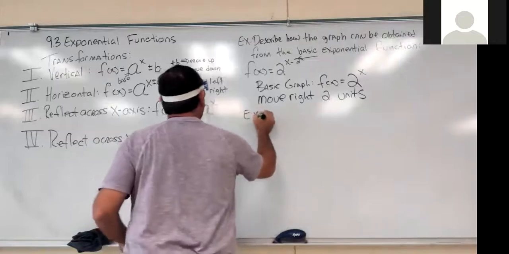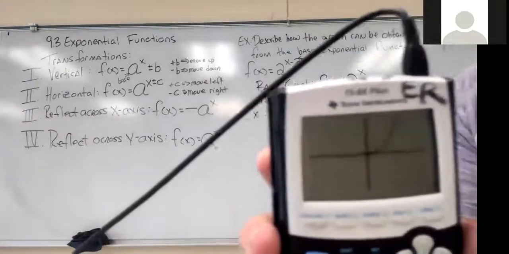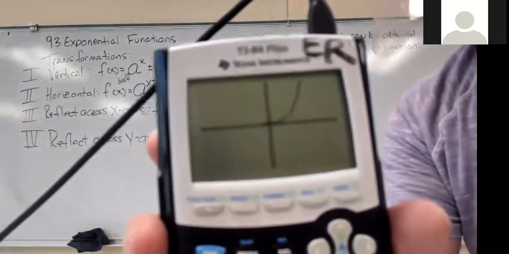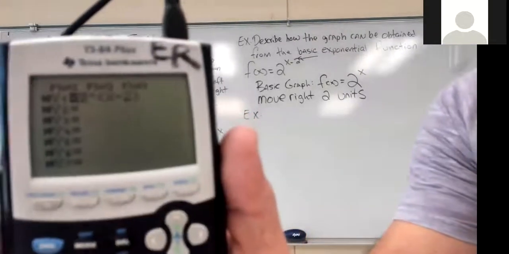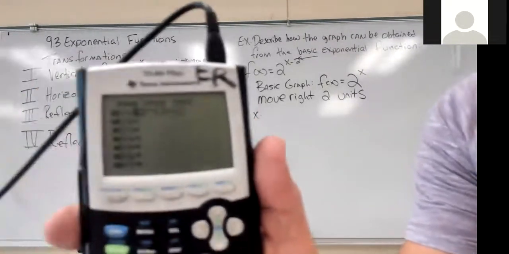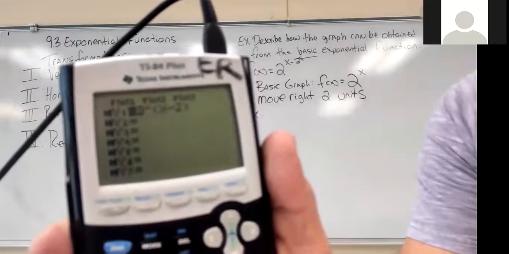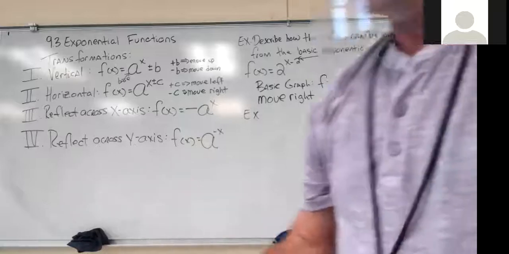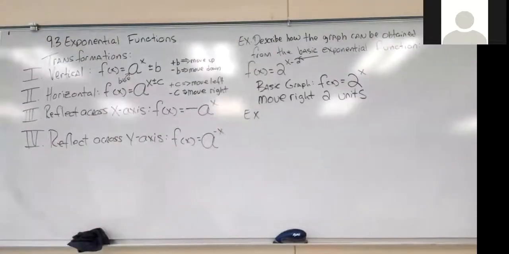Let me see what yours look like on the graph. Can you see that? Go to your y equals. Can you see my y equals? Okay, that's why I didn't get it. I see it now. So 2 parentheses x minus 2 parentheses, and then hit graph. All right, how's it going now? Okay, I got it.